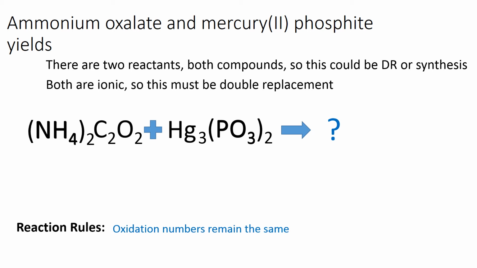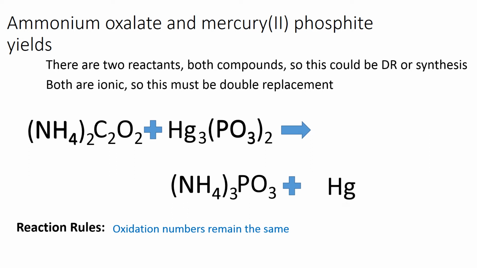For a double replacement reaction, oxidation numbers remain the same. We just swap either the positives or the negatives. We'll start by writing our ammonium ion, and we'll put it instead with the phosphite ion, like this. We need their charges so that we can re-crisscross, and we end up with 3 ammonium ions.